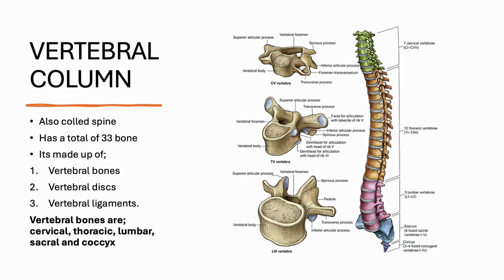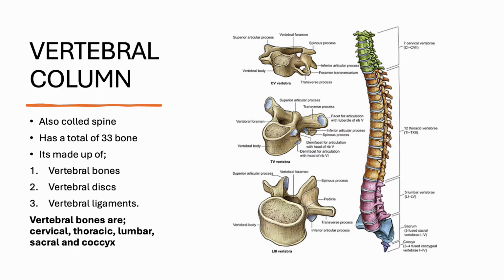The vertebral column, also called the spine, has 33 bones, made up of vertebral bones, vertebral discs, and vertebral ligaments. The cervical bones are 7, from C1 to C7. The thoracic bones are 12, from T1 to T12. The lumbar bones are 5, from L1 to L5. The sacral bones are also 5, from S1 to S5. We have the coccyx bones, which are fused, from 1 to 4.